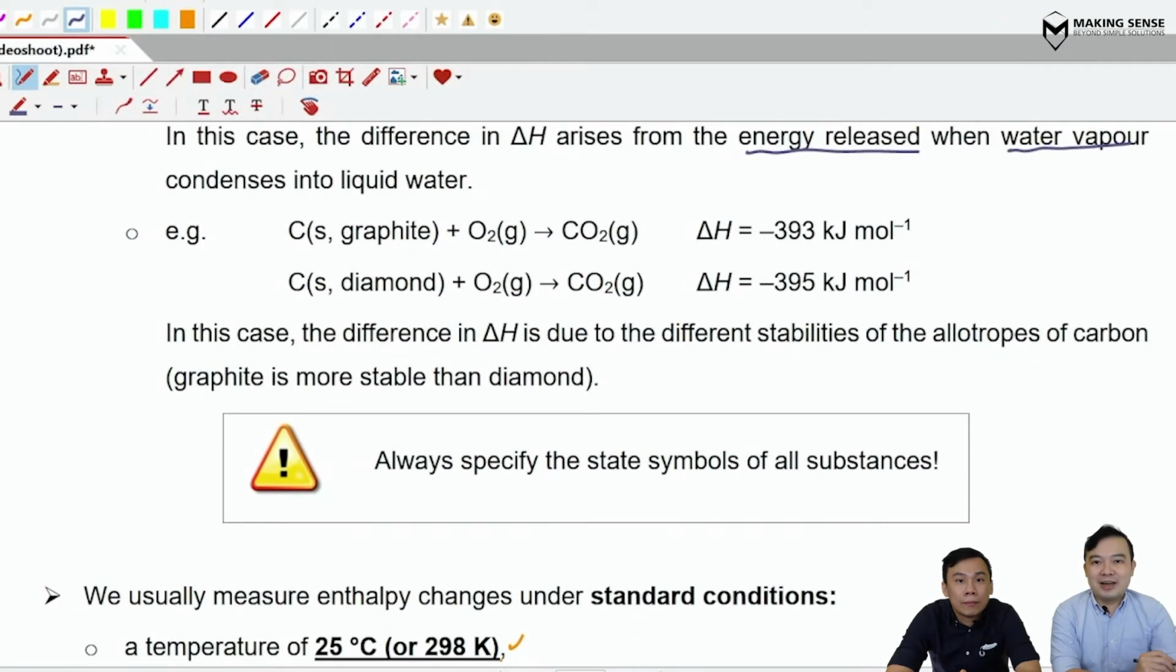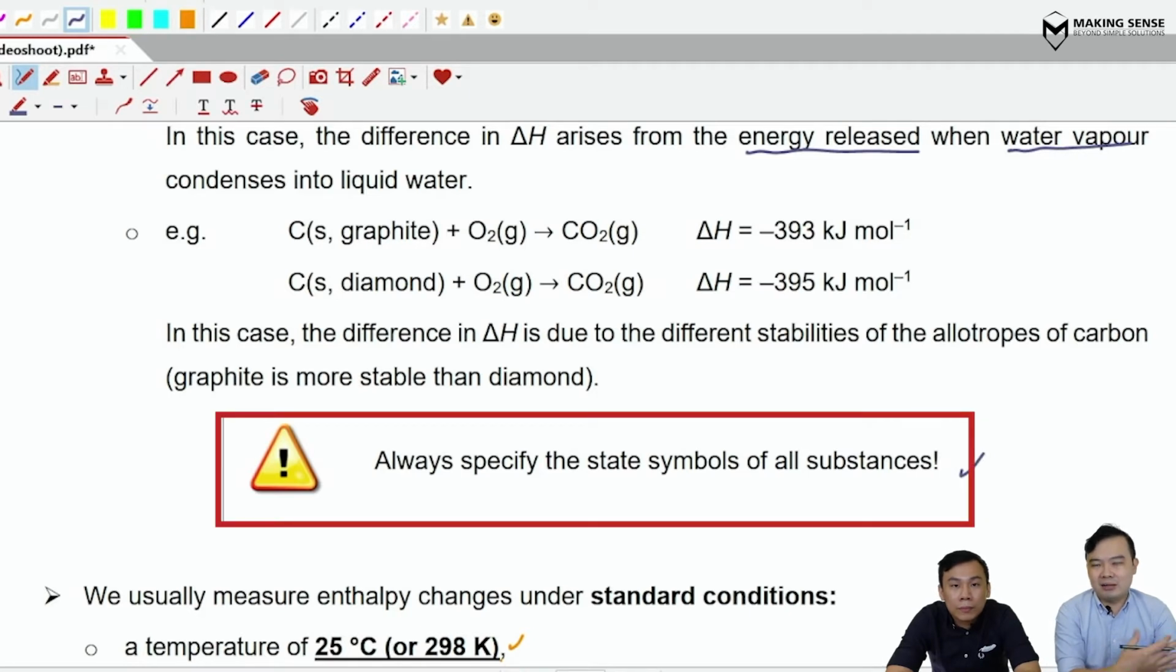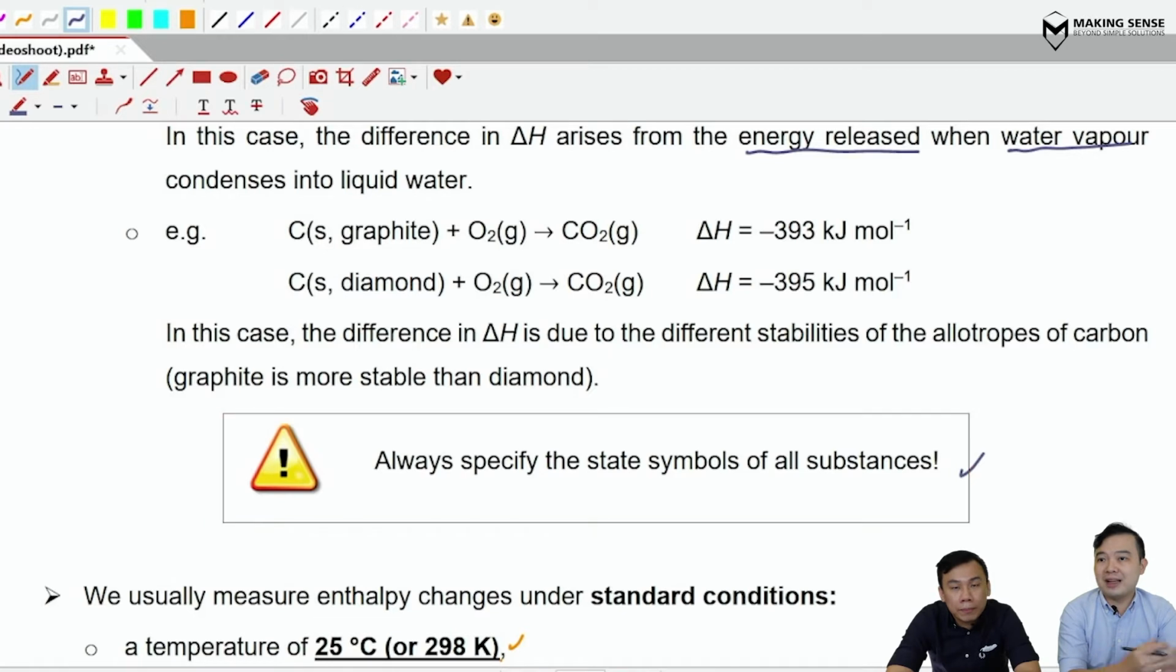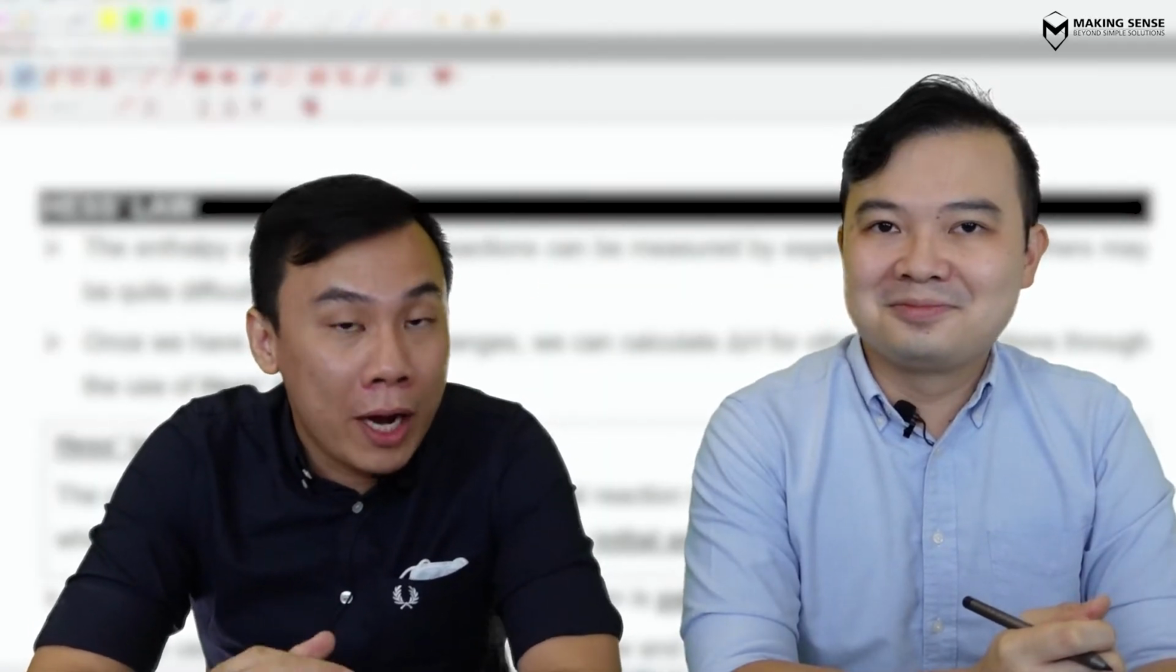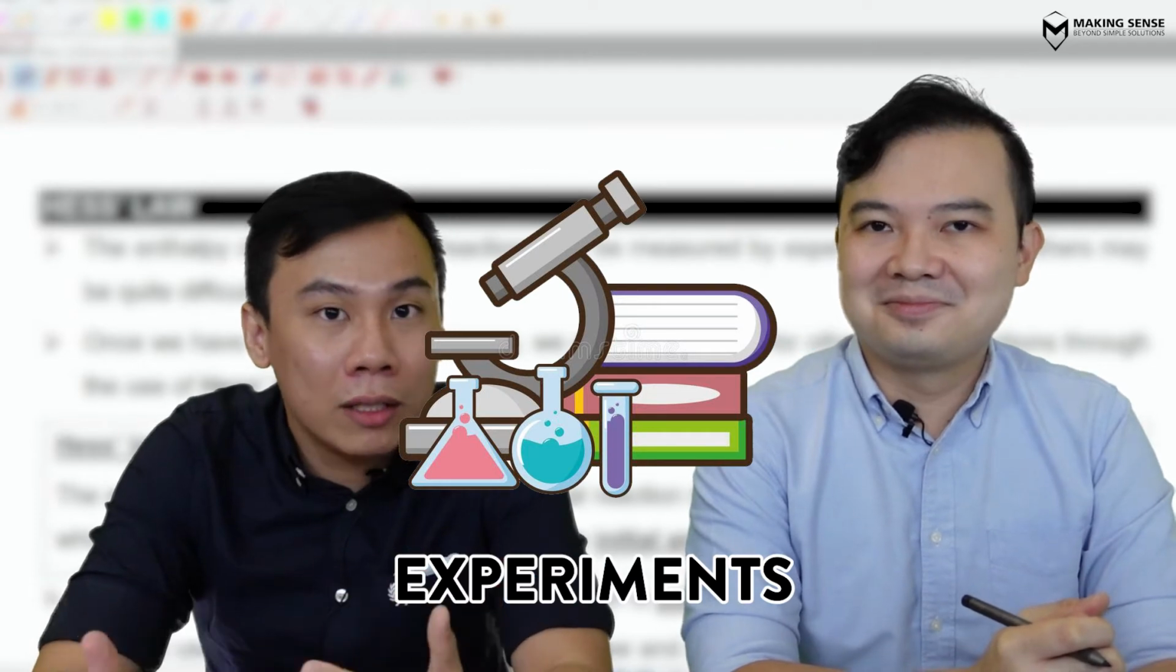Now, one important thing as we write the equation is that for any kind of thermochemical equations in this chapter, we must always put in the state symbols. This is the reason why we told you that the difference in the states would actually affect the enthalpy change. So, enthalpy change of reactions are usually determined by experiments, but some reactions might be too dangerous to carry out because maybe they are too explosive.